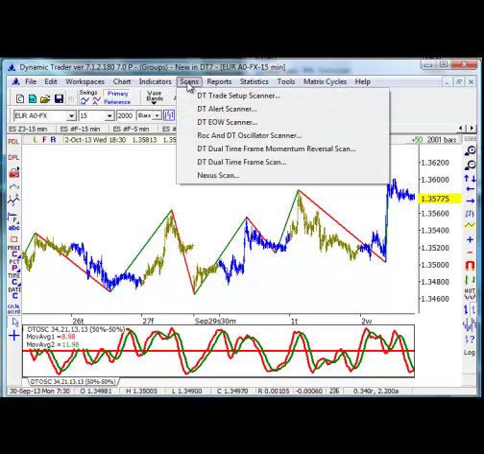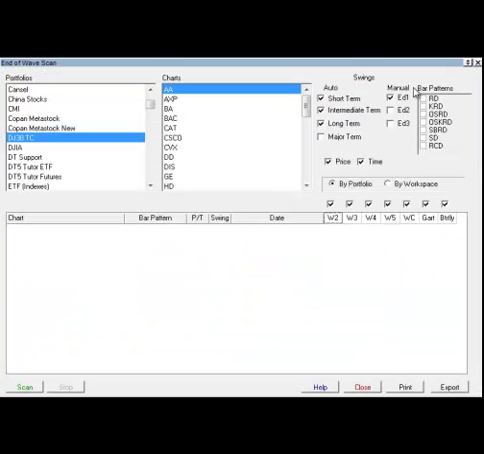We'll go to our scan menu, and here's the DT end of wave scanner. Let me roll it down there so we can see it. And we can scan for different time frames, short, intermediate, long term, and different edited swing files we have. We can scan for just the end of wave price, or just the end of wave time, or time and price. Usually we'll do it for both the price and time zones because those are going to be the highest probability ranges for a reversal and to complete a wave structure.